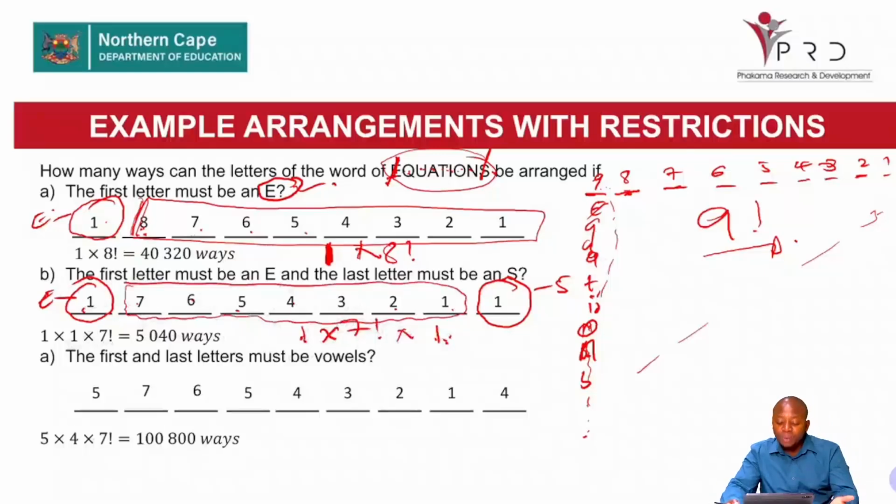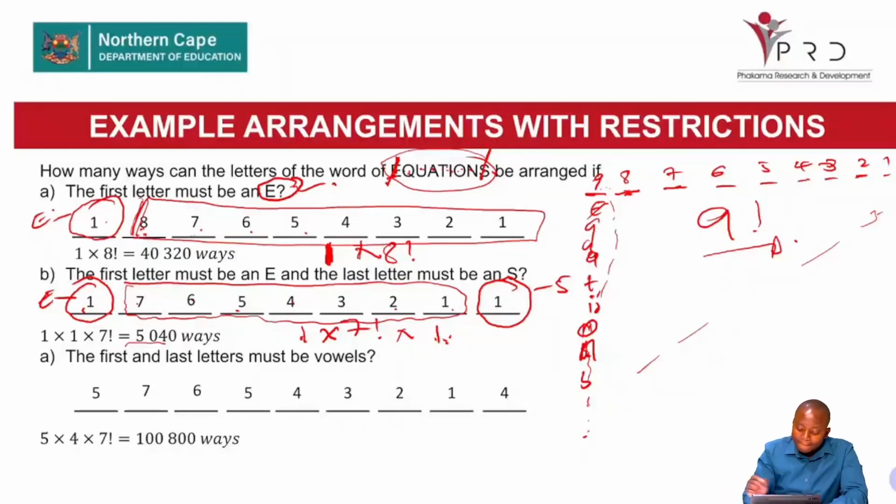So when we have a set position, it will depend on how many options we have in that set position. We can have 1 option, 2 options, or 3 options. In this case, there's only the letter S, that means we had only 1 option. We have only 1 letter E, it is 1 option. Then the number of ways it can be arranged is 5,040 ways.